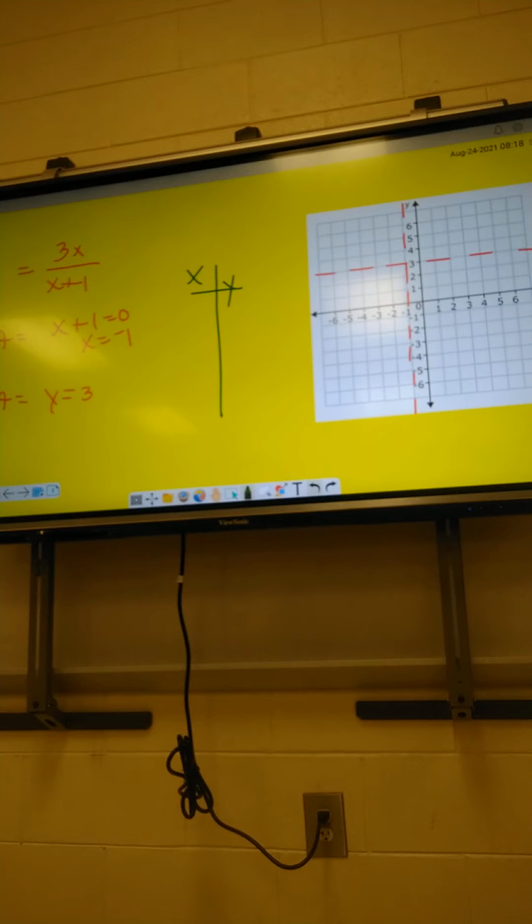Pick 4 points. Miss Anna, how do we pick our 4 points? How do we decide which 4 numbers? 2 on each side. There you go. 0 and 1 on the right, -2, -3 on the left.